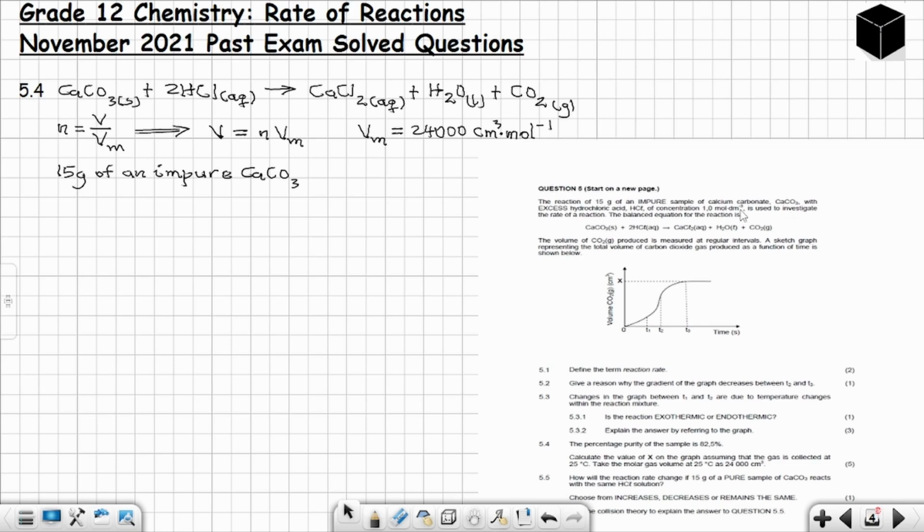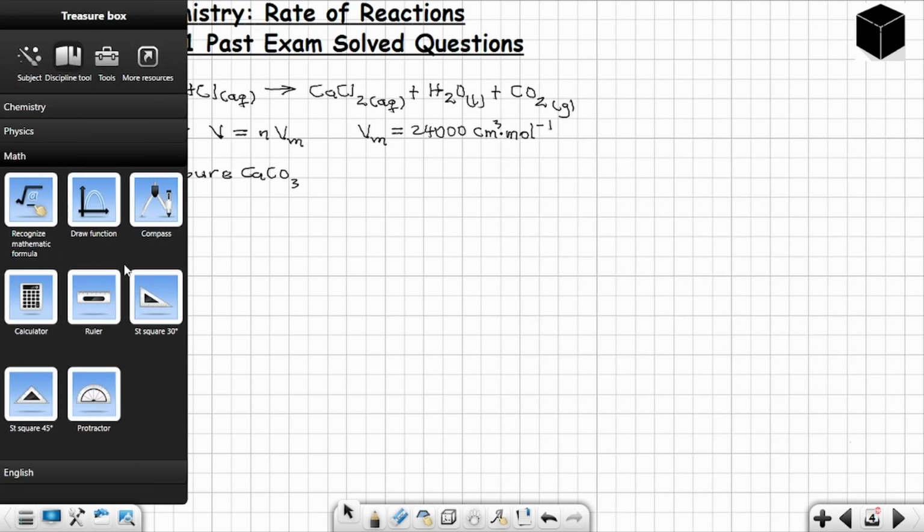Now let's find the mass of calcium carbonate only. So 82.5% is the mass of calcium carbonate. Let's find it. So you'll say 82.5 divided by 100 times the 15, which is equal to... You need to find now the mass of calcium carbonate only, not the mass of impure calcium carbonate, which is given as 15 grams. Let's find the mass. We are going to use our calculator.